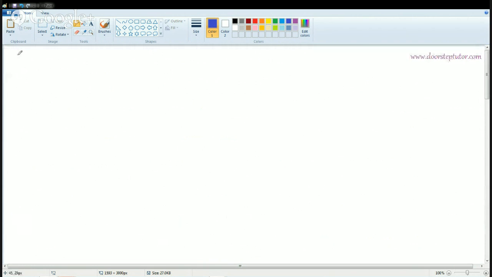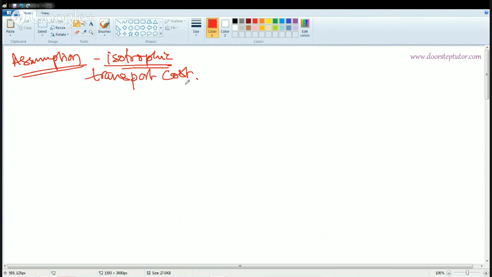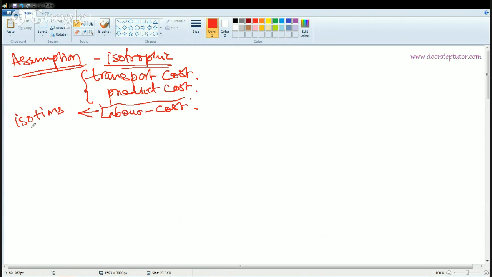Now, let's talk about certain assumptions in Weber's model. Weber basically assumed the concept of an isotropic plane. He said transport cost is a function of distance. Then you have production cost that he is taking into account. According to him, transport cost and production cost are the major determinants. Later on, he added the concept of labor cost, where he gave the concept of isotims and isodapanes. We'll be discussing those later. So these were the basic assumptions that Weber tried to incorporate.